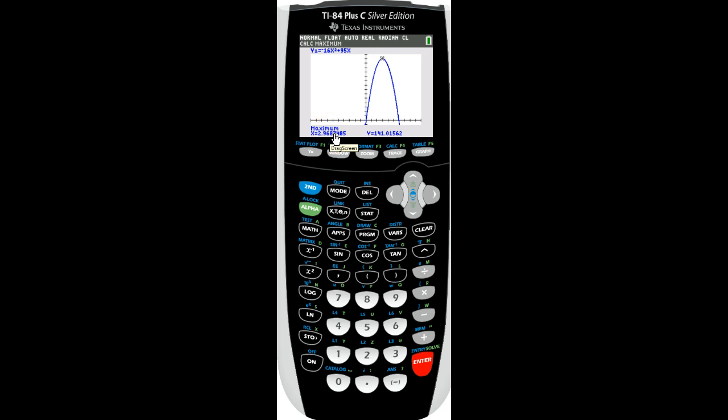For problem C, what is the maximum height? If you remember the original problem, our output value, or our dependent variable, our y value, represented height. So our answer to problem C is the maximum height is approximately 141.02 feet, because the original problem was in terms of feet.